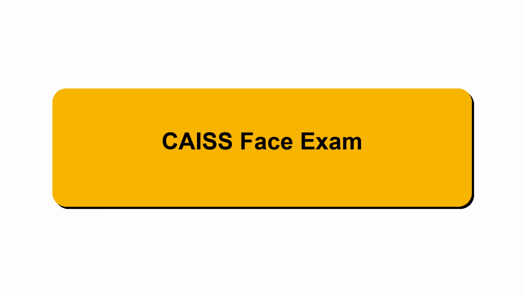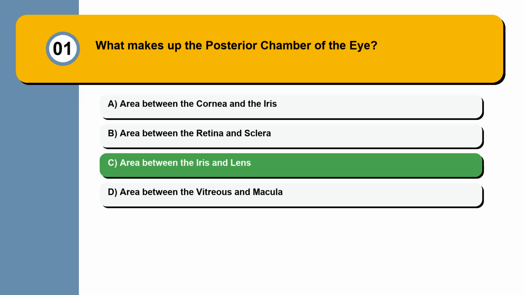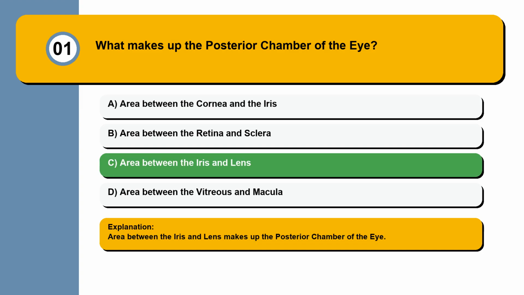CAISS Face Exam. Question 1. What makes up the posterior chamber of the eye? Area between the cornea and the iris. Area between the retina and sclera. Area between the iris and lens. Area between the vitreous and macula. Area between the iris and lens makes up the posterior chamber of the eye.